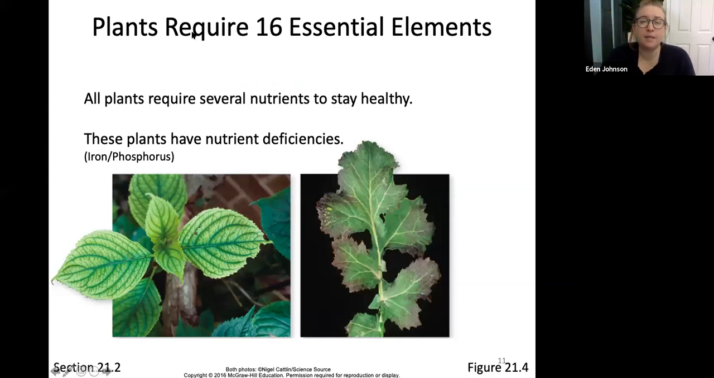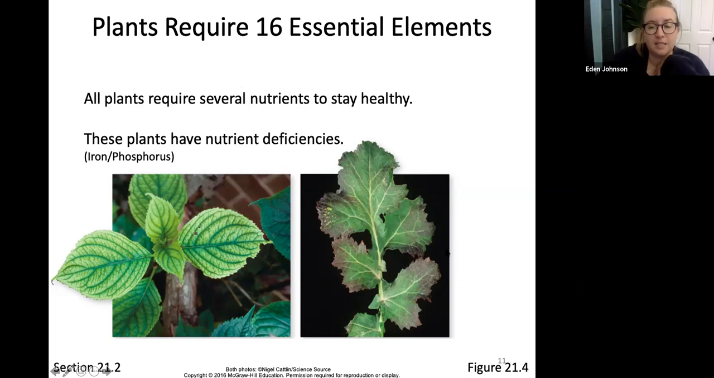So guys, plants require 16 essential elements. Now, the essential elements that they need, they cannot make themselves. So they have to get them from their external environment. They have to either make them in processes like photosynthesis as byproducts, or they will take them up from their environment in the soil, through the root systems. So all plants require these 16 essential elements to stay healthy.